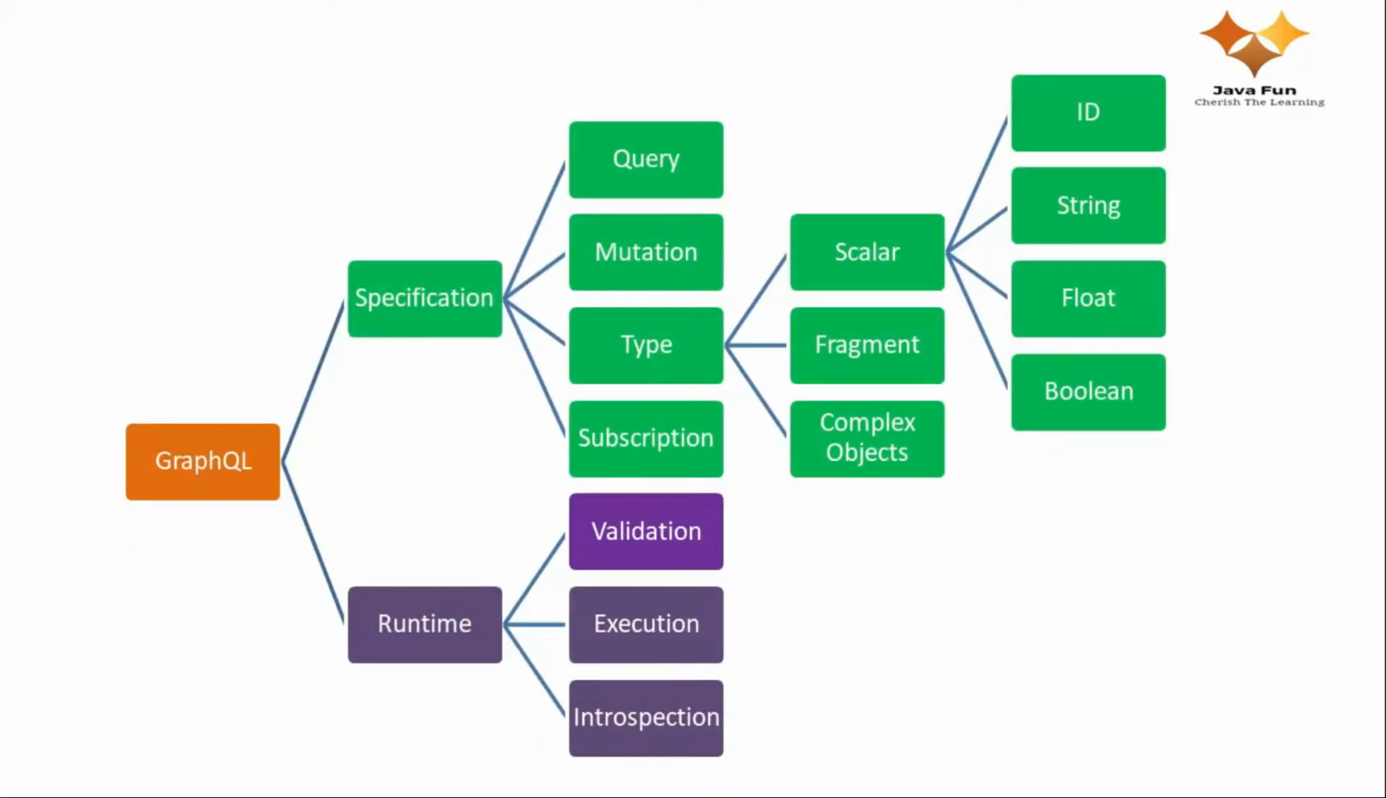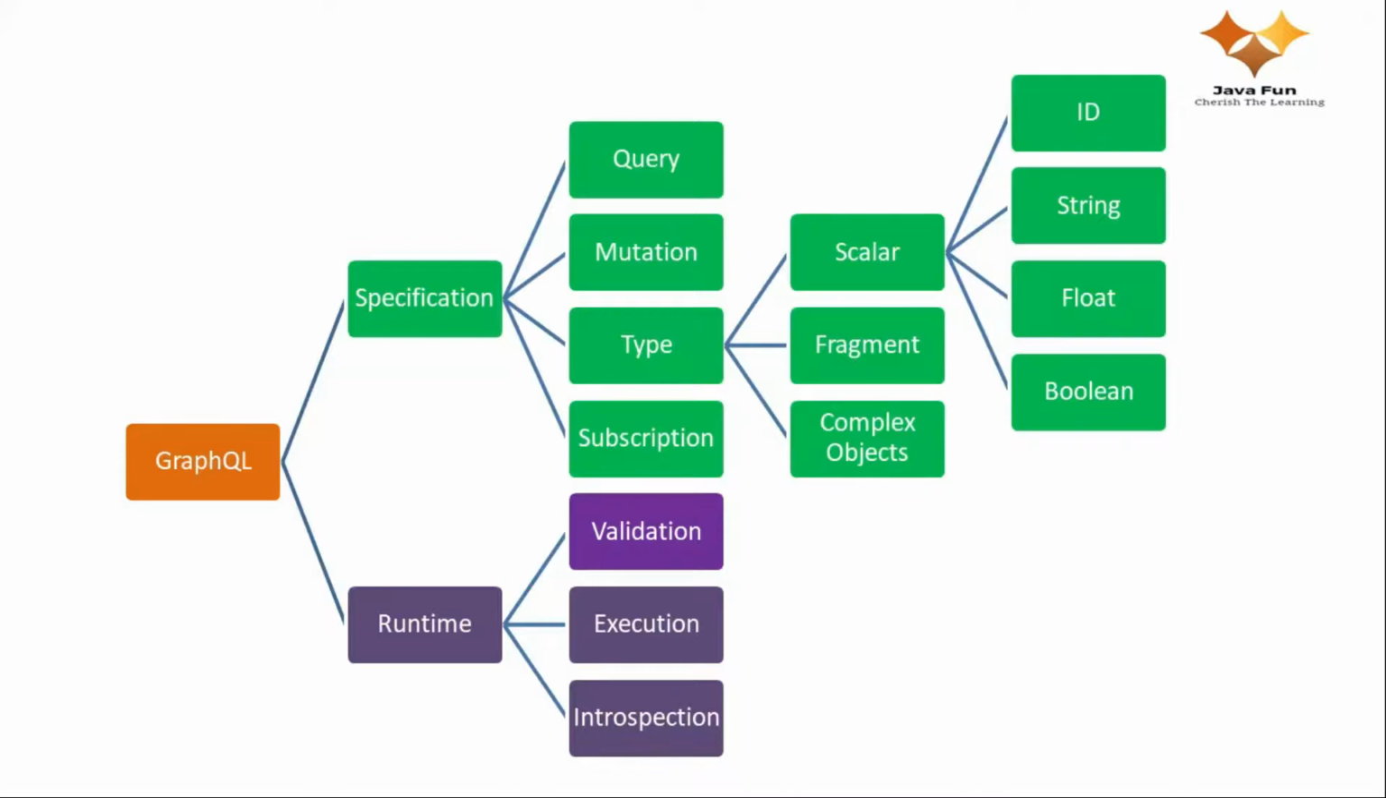So basically, as I told you in the first lecture, there are two different parts in GraphQL. One is a specification, which has been released by Facebook, and they are basically controlling it. And second is a runtime, which is created by different communities for different languages for implementation of that particular specification. So in terms of specification, there are four major building blocks of a GraphQL schema. First is a query, mutation, type, and a subscription.